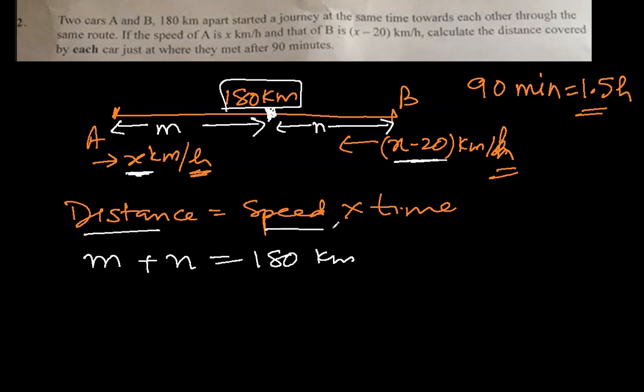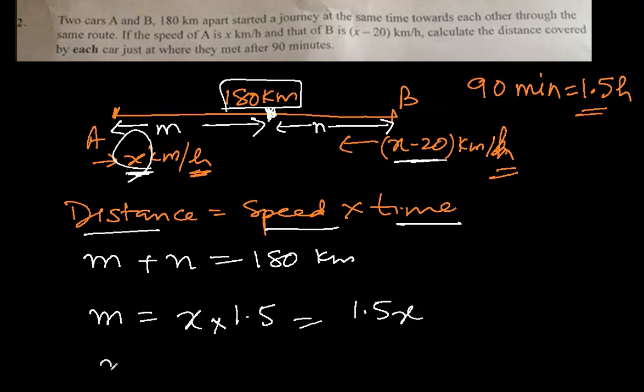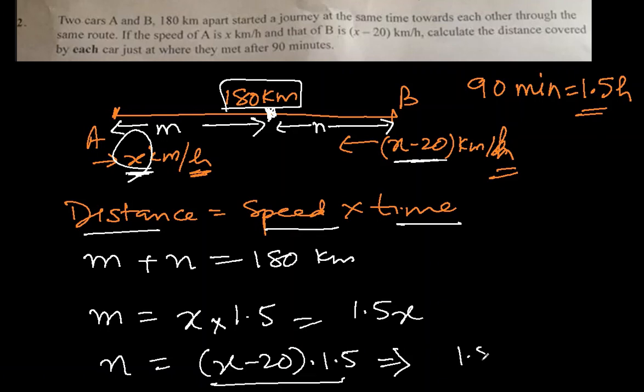Now distance is speed times time, so M, the distance covered by A, is speed x times time. Time is 1.5. Let's multiply, which will be 1.5x. Similarly, we can find n also in terms of x, which will be the speed, x minus 20, and time is again how much? 1.5 hours. So if we expand this bracket, it becomes 1.5x minus 20 times 1.5, which will be 30. This is the distance n covered by the car B.